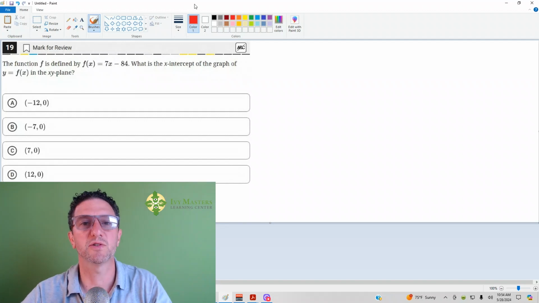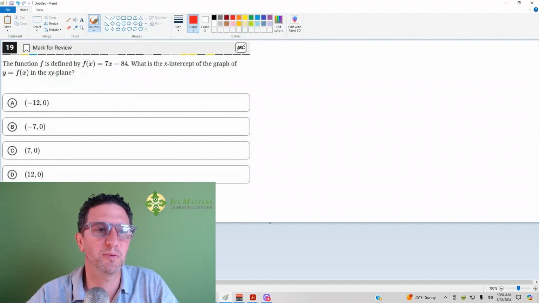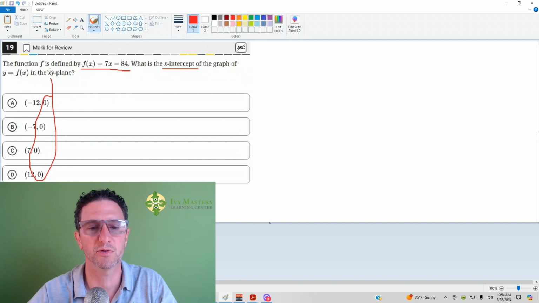There's a 19 question from Digital SAT Test 2 Module 2 from the Bluebook app. We've got this function, and it's looking for the x-intercept. X-intercept is y equals 0. If you don't know it, look at the answer choices. Y is 0 in all the answer choices.